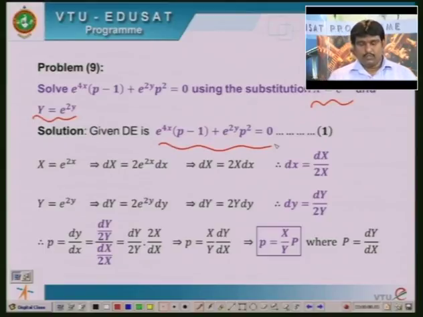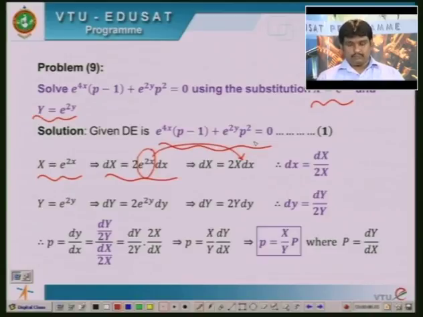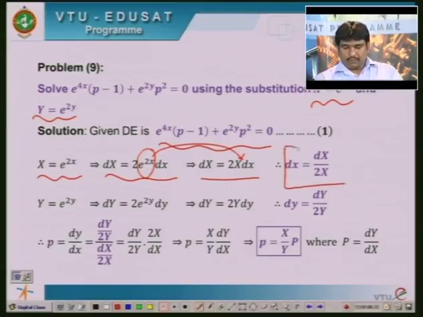X is given, capital X is e to the power of 2x. As usual, take its differential. d capital X is 2 e to the power of 2x into dx. Now I'll substitute for e to the power of 2x. e to the power of 2x is capital X. So d capital X equals 2 capital X into dx. Finally, I get dx as d capital X by 2X.